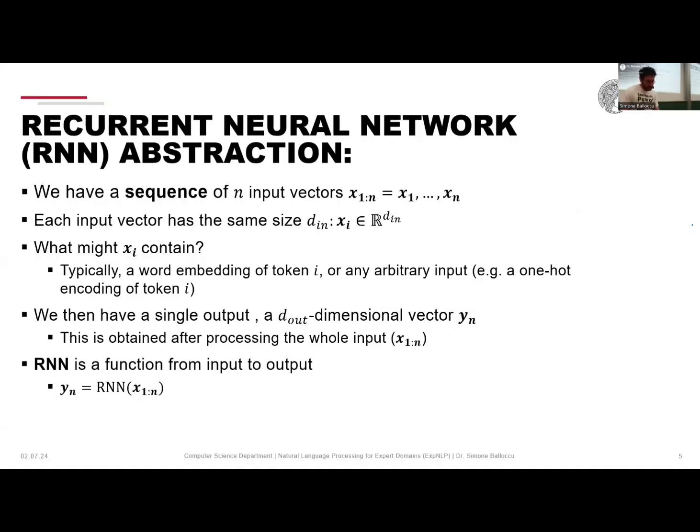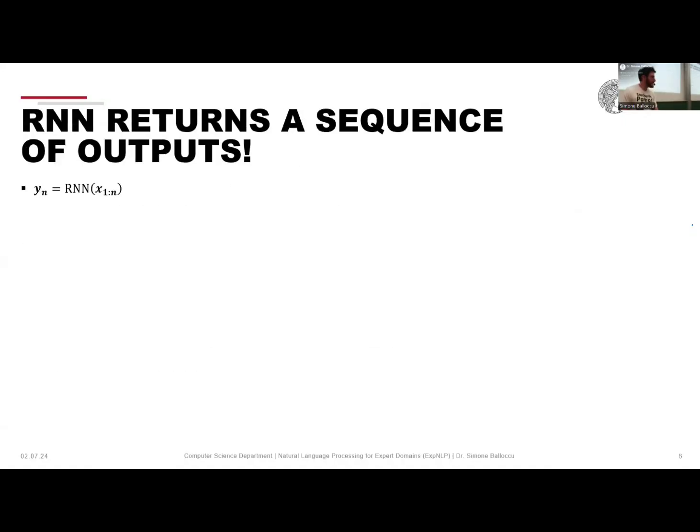But first, let's talk a bit more about what this function does. So we said yn is the RNN mysterious function applied to the whole input, x1 to xn. If we assume that n is equal to 3, then our input is x1, x2, x3. We agree? We don't disagree on this? Okay. Then we have y3, which is RNN of x1, x2, x3.